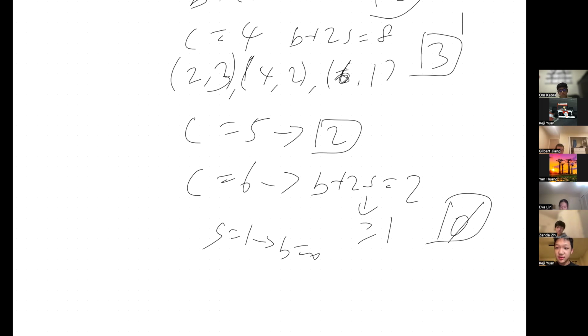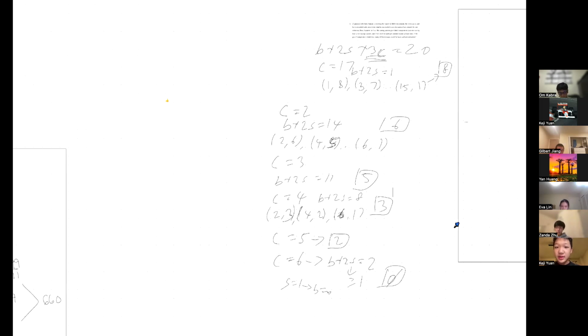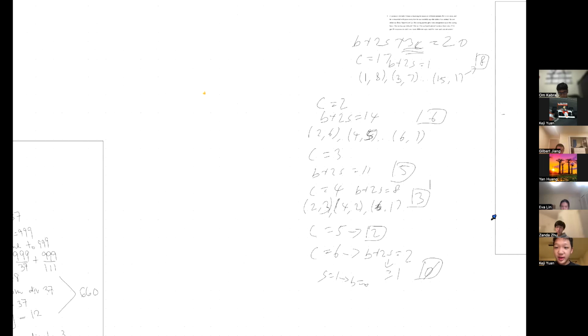If C continues increasing, we would actually get a negative number. And so our total number will be 8 plus 6 plus 5 plus 3 plus 2. 8 plus 6, 14. 14 plus 5, 19. 19 plus 3 plus 2, that'll be 24 solutions. And we're done. Does anyone have any questions?